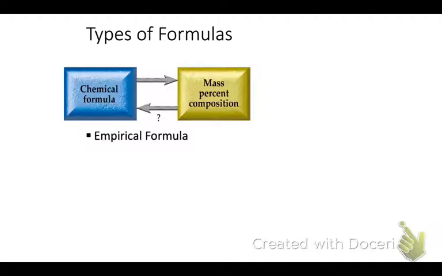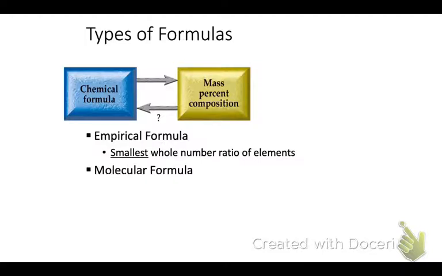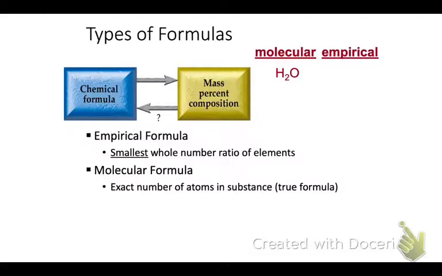The first one is an empirical formula, which is the smallest whole number ratio of elements. And there is the molecular formula, which is the exact number of atoms in a substance. This is the true formula. So now, the molecular formula of water is 2 hydrogen atoms for every 1 oxygen atom, then the empirical formula will be 2 hydrogen atoms for every oxygen atom, because that's the simplest ratio between 2 and 1.